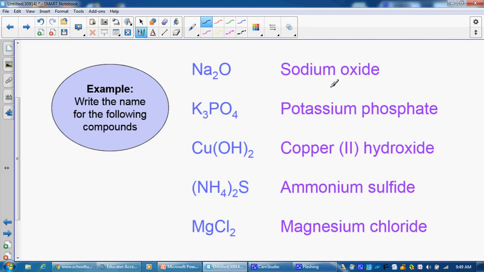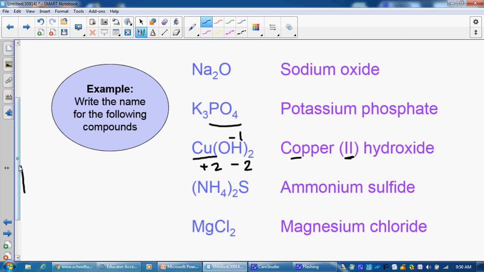Sodium oxide, you have to end with that IDE. Here, this is a polyatomic ion, so you should have looked that up, and that's phosphate. Here we have a multivalent, so we had to figure out our charge. Our charge on hydroxide is -1, and there's 2 of those, so that would give us a total -2 charge. So copper has to have a total +2 charge, so that's where this Roman numeral came from.